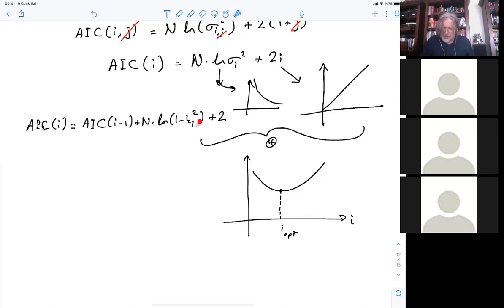But after some time, these k's start to become not close to 1, but close to 0. Therefore, this becomes like ln of 1 point something, or 0.9, etc. So the logarithm of 0.9 is still a negative number, but it's not a large negative number. It's a small negative number, and this plus 2 will make it larger. And as soon as it becomes larger than the previous Akaike information criteria, you stop there.